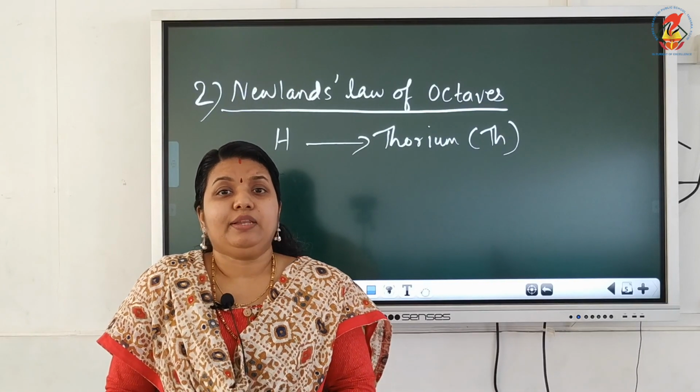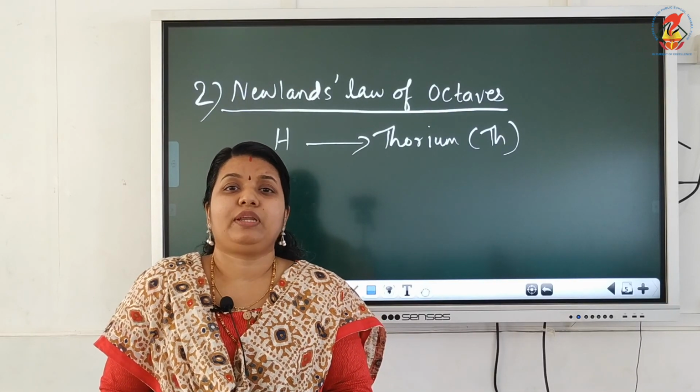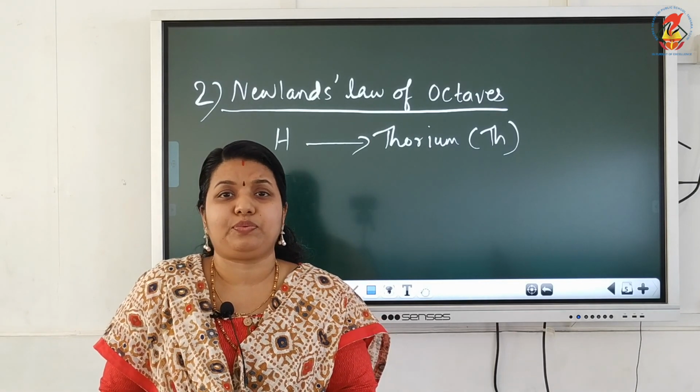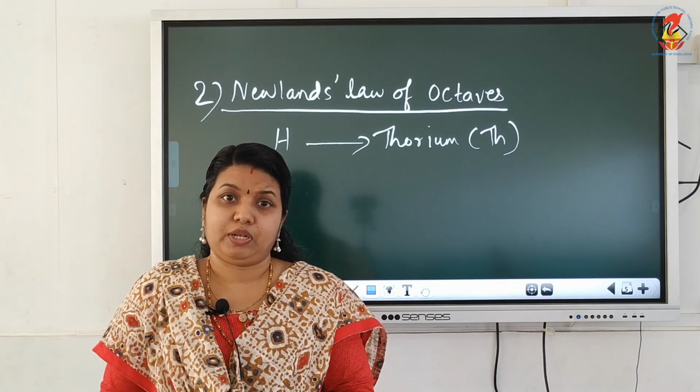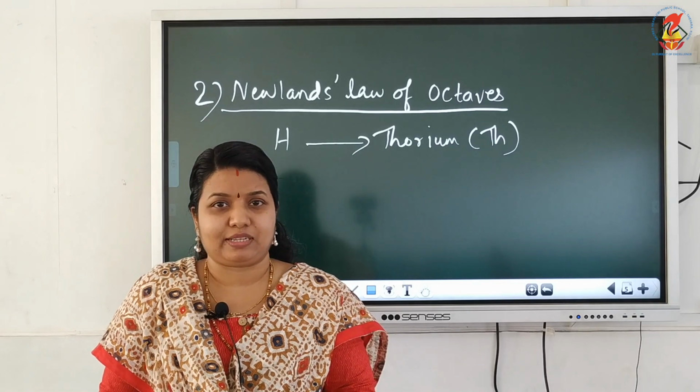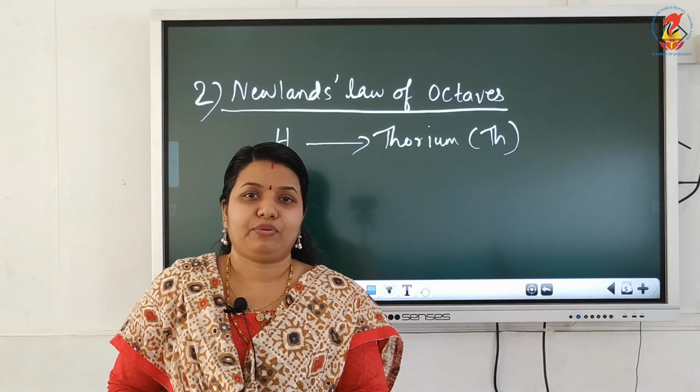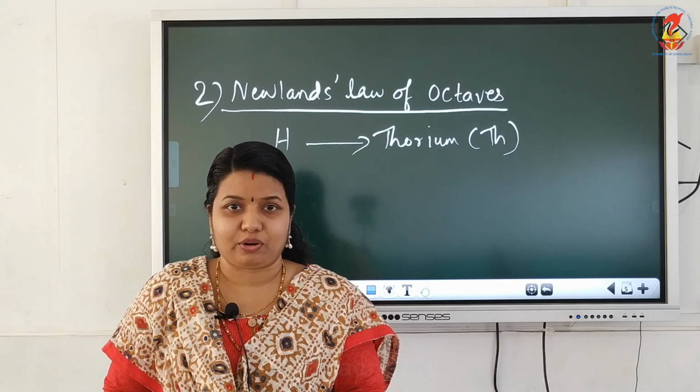Second one is Newlands believed that there are only 56 elements existing in nature and no more elements would be discovered in future. Later on, several new elements were discovered and their properties couldn't fit into this law of octaves. So, that is the second drawback.